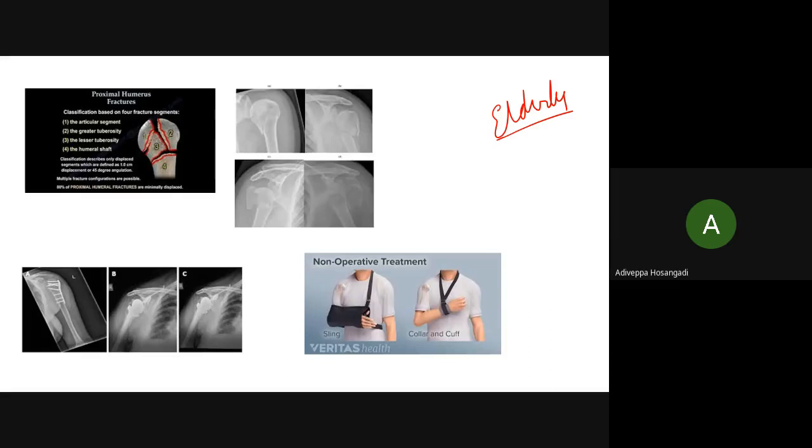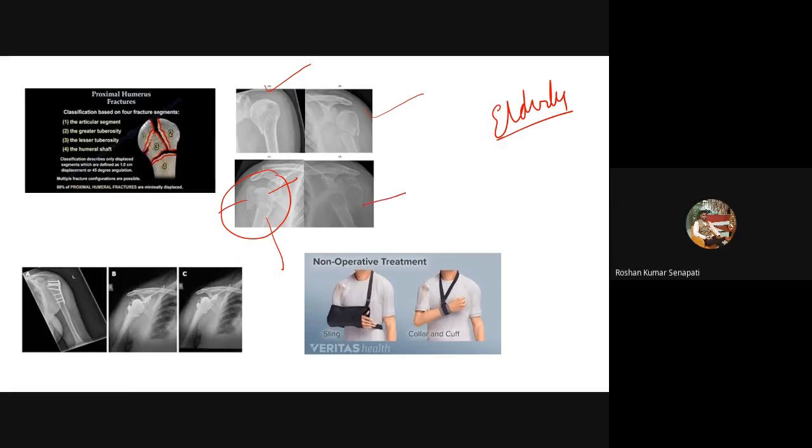So, actual X-rays I am showing you. This is a two-part fracture. This is a two-part fracture. Look at this. There are three parts, isn't it? GT, head of the humerus, and the shaft. This is a three-part fracture with dislocation.